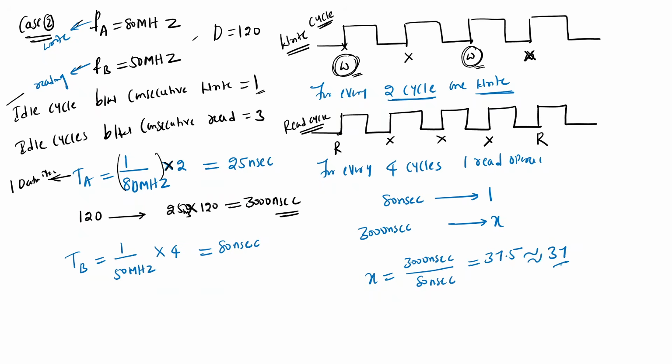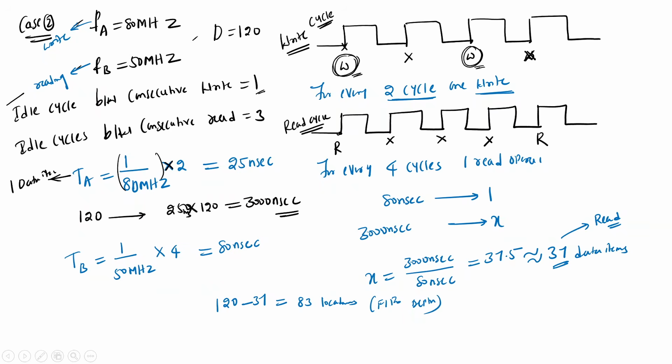So this many data items will be read. So 120 minus 37. How many data items before depth? 83 locations. This is my before depth.